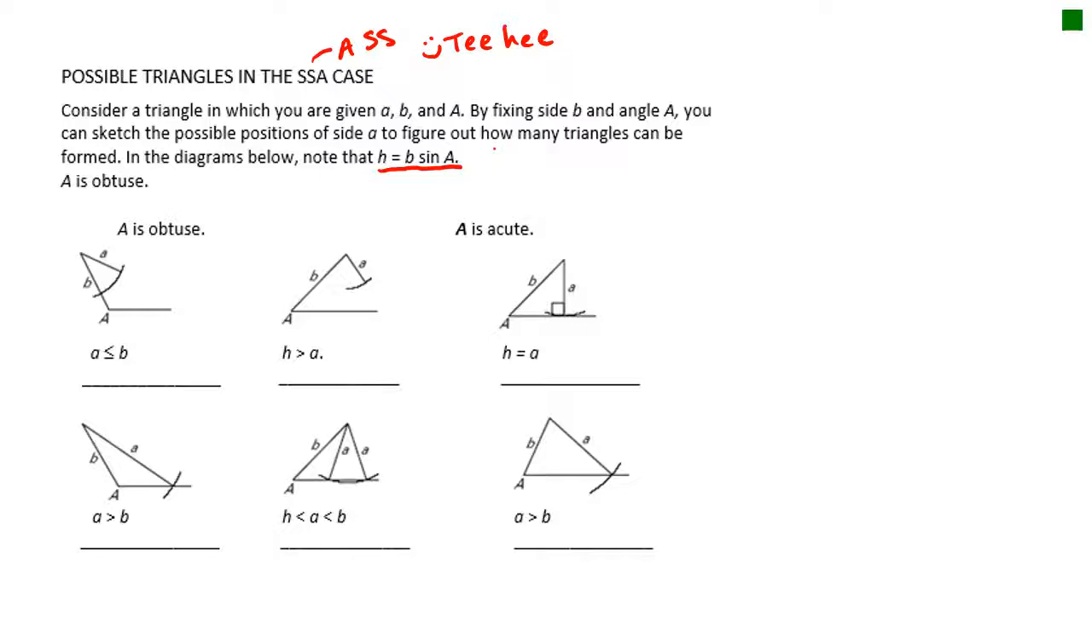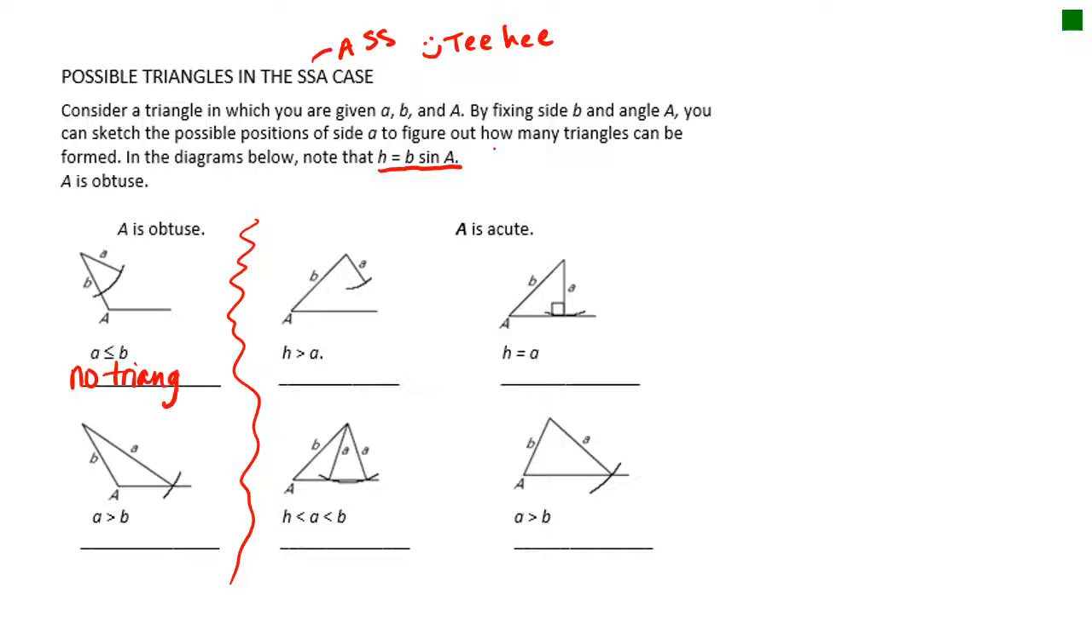So we're going to talk about H for a second. There are two different cases: when the angle I give you is obtuse and when the angle I give you is acute, and there are two different ways of handling them. First, let's talk about when I give you side A, side B, and angle A is obtuse. If side A is less than B, it's never going to make it to this other side over here, so there's no triangle that you can make.